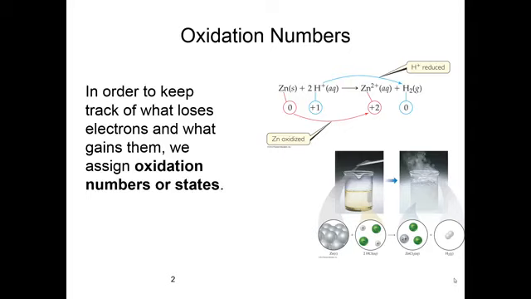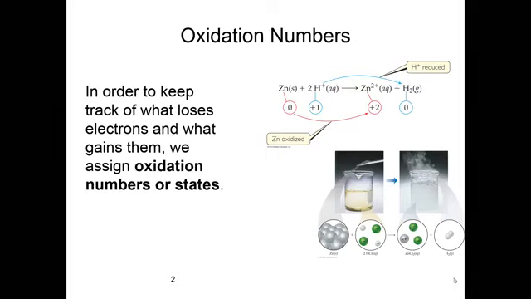Oxidation numbers or states help us to keep track of the movement of electrons throughout a chemical reaction. Any type of chemical reaction that is not a precipitation reaction in some way or another involves the movement of electrons. This is why keeping track of oxidation numbers and keeping track of electrons is so very important.